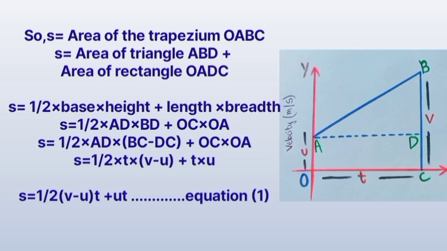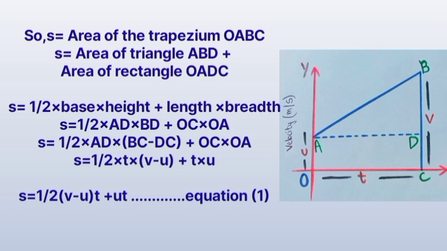We know the formula for the area of a triangle as well as for the area of a rectangle. The area of a triangle is half into base into height, and the area of a rectangle is length into breadth. So here displacement s equals half into base into height plus length into breadth. Here the base is AD and the height is BD, and for the rectangle the length is OC and the breadth is OA. So s equals half into AD into BD.